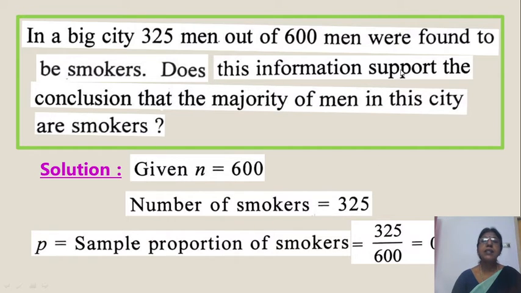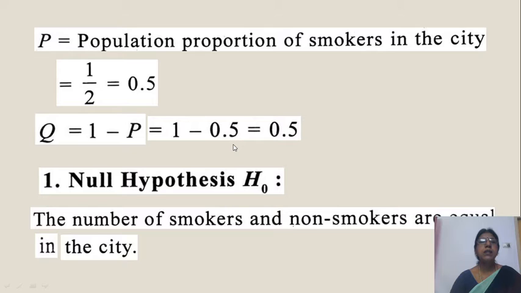What is the question? Does this information support the conclusion that the majority of men in the city are smokers? P is equal to the population proportion of smokers in the city. We took 1 by 2, that is 0.5, and Q is also 0.5. We take one null hypothesis: the number of smokers and non-smokers are equal in the city. This is H0, the null hypothesis. Smokers and non-smokers in the city are equal.